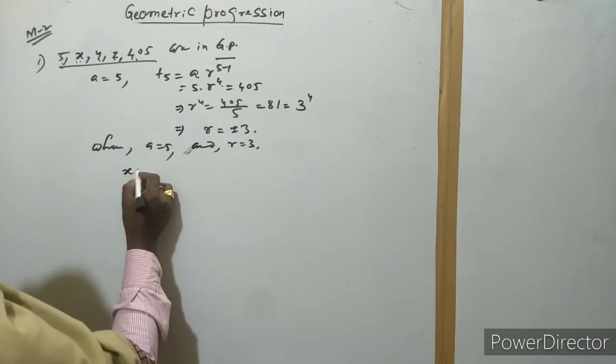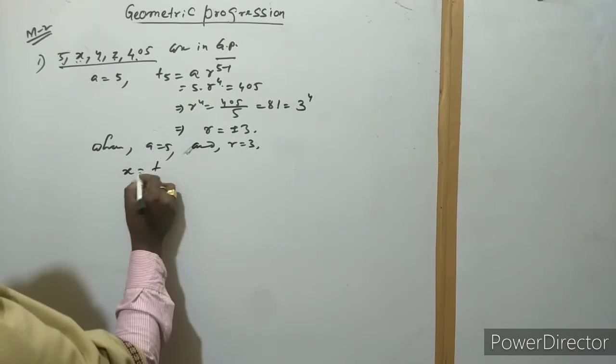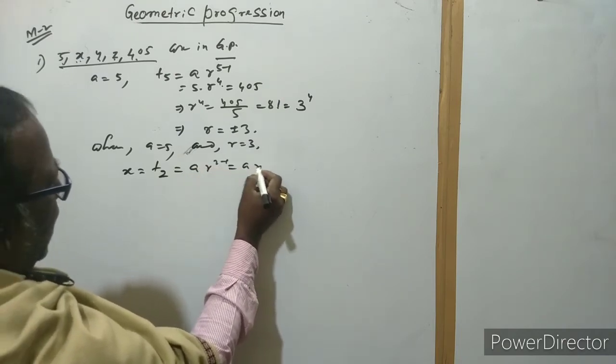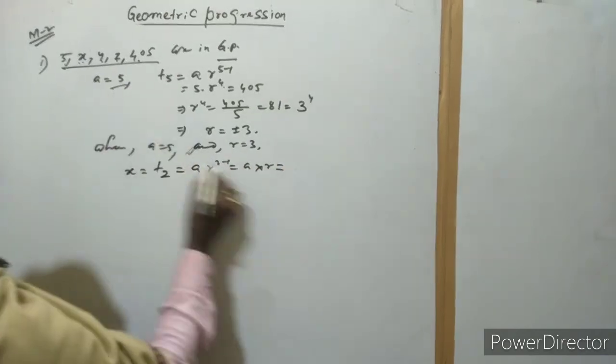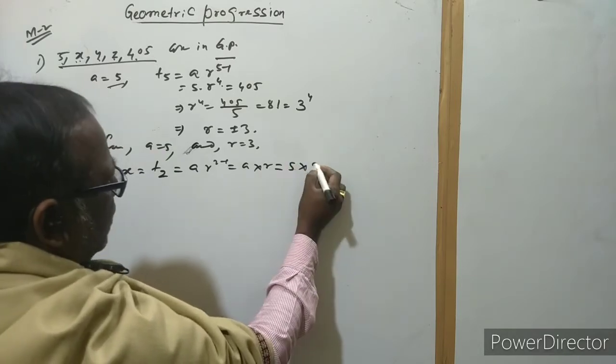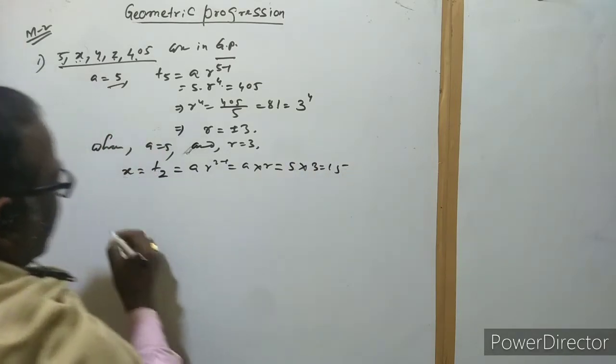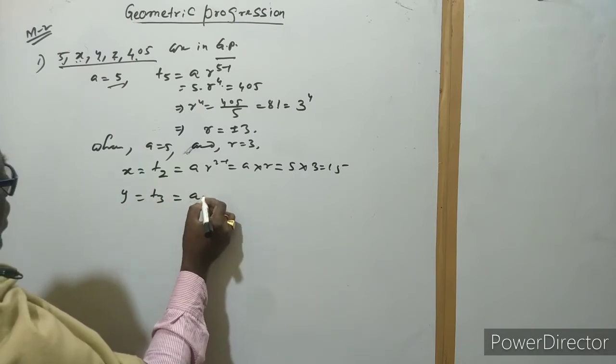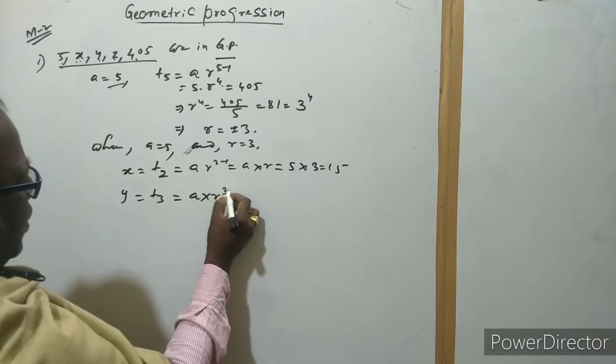So x means the second term, t2, and that is a into r to the power 2 minus 1, so a into r. a means 5, we put here 5, and r means 3. So this is 15. Now y is the third term, so this is a into r to the power 3 minus 1.